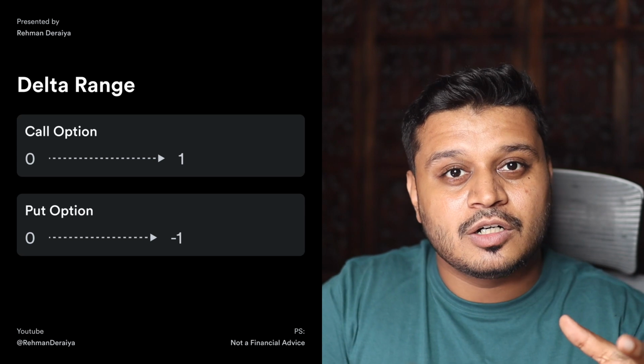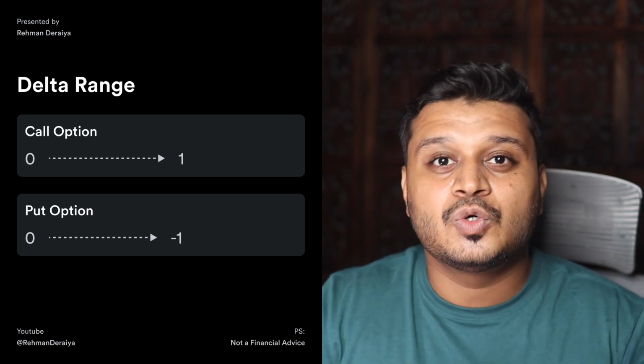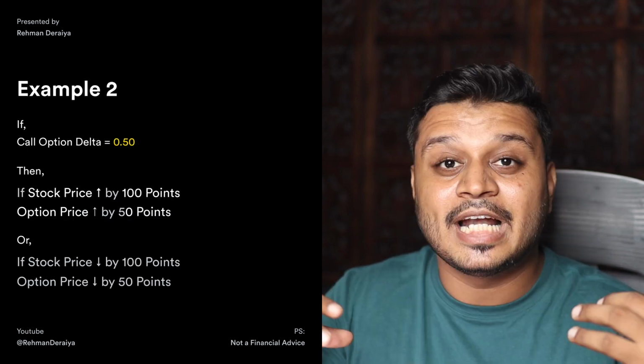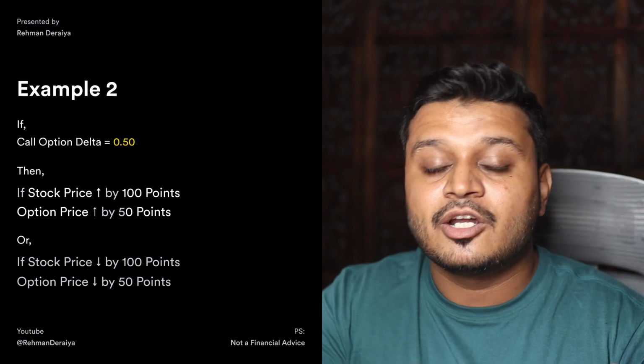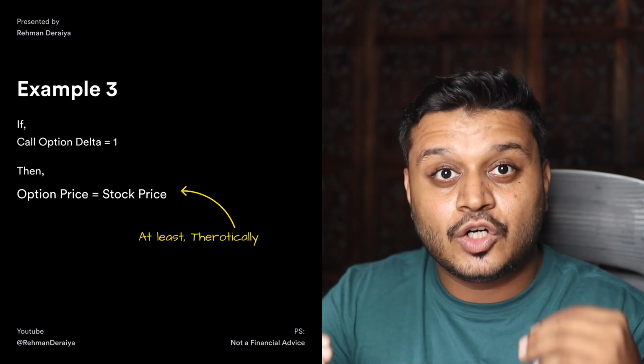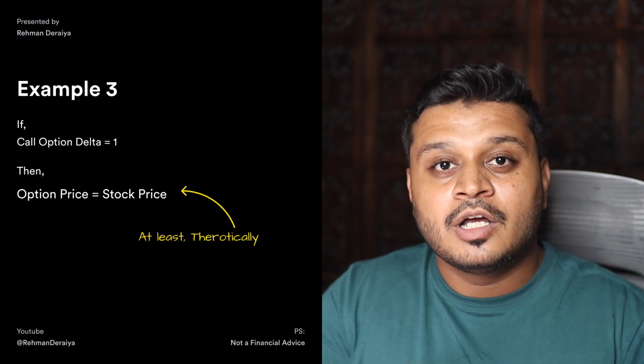Here's how delta works. Delta ranges from 0 to 1 for call options and 0 to -1 for put options. A delta of 0.5 means that your option price will move half as much as your underlying asset price. A delta of 1 means your option price will move in perfect correlation with the underlying asset. It's important to note that delta is not fixed. It can change based on various factors such as time to expiry, change in volatility, and shift in underlying asset prices.